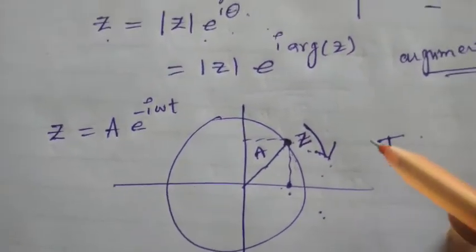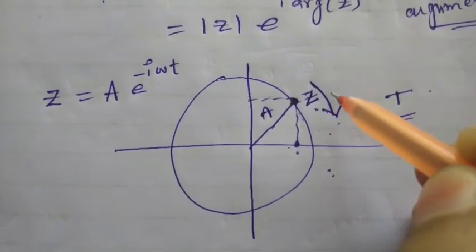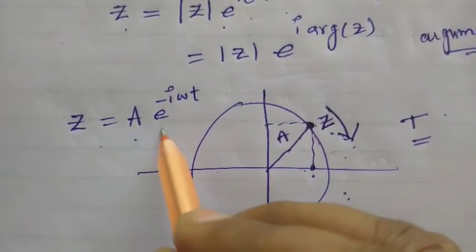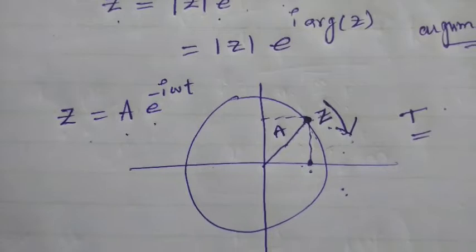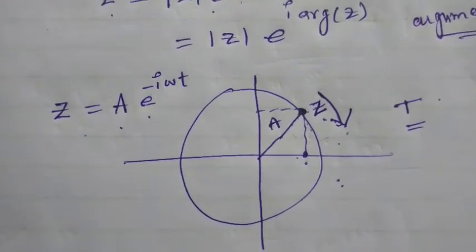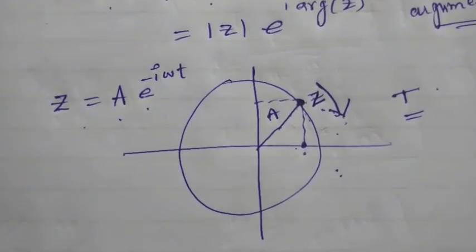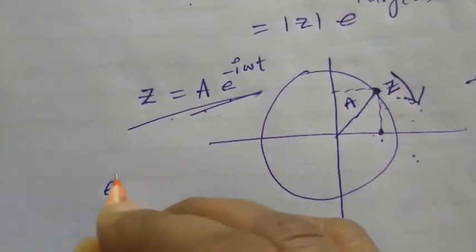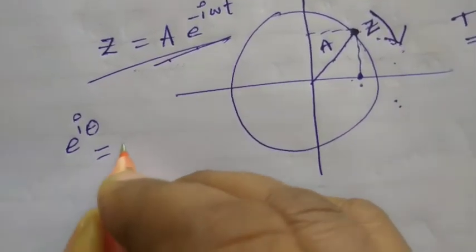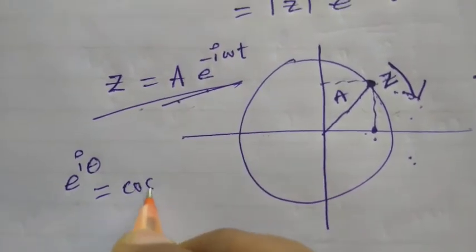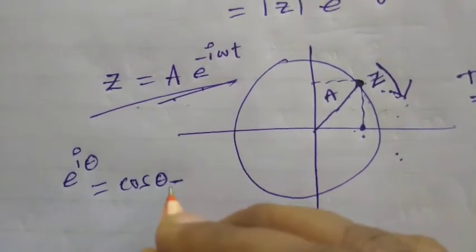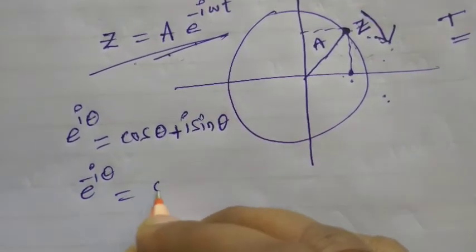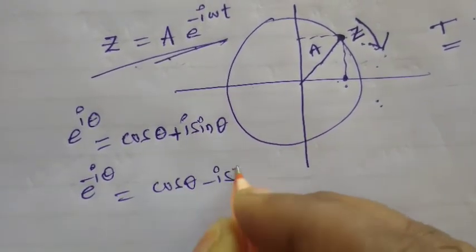So the coordinates of the moving point correspond to the complex number z equals a e power minus i omega t. We know that the x and y coordinates represent points in simple harmonic motion. We know that e power i theta equals cos theta plus i sin theta, and e power minus i theta equals cos theta minus i sin theta.